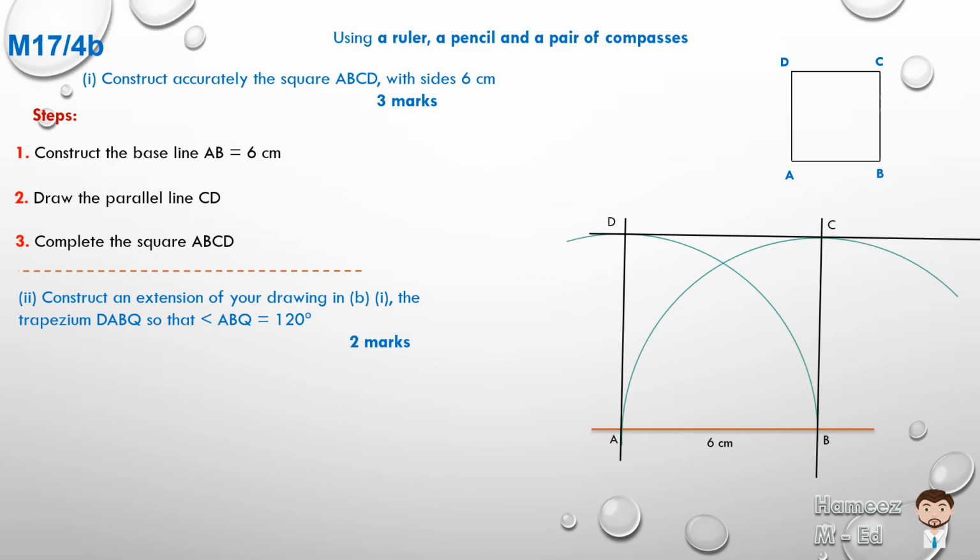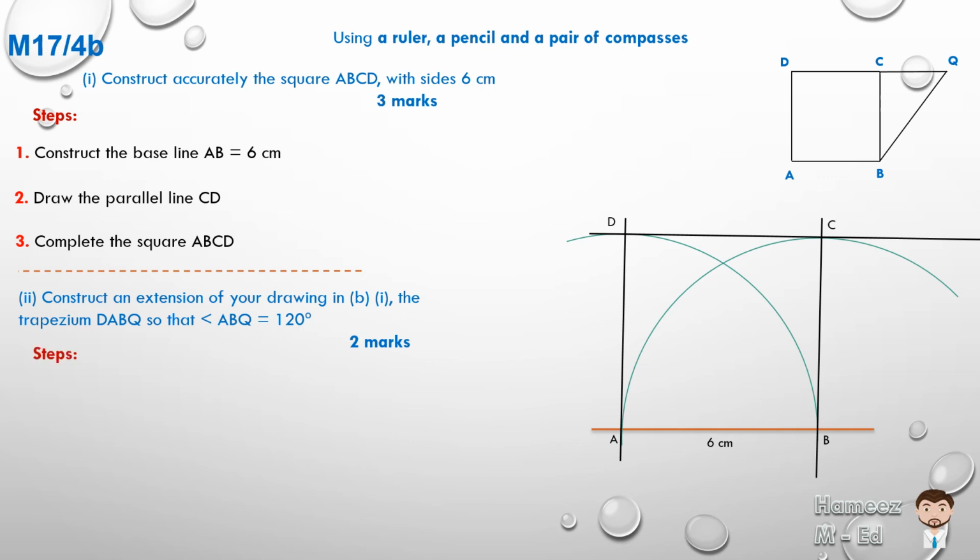Since it's a trapezium, we know BQ will be going outwards up to the right, and a trapezium means that two of the sides are parallel. So AB will be parallel to DQ. So let's go and add that to our construction accurately.